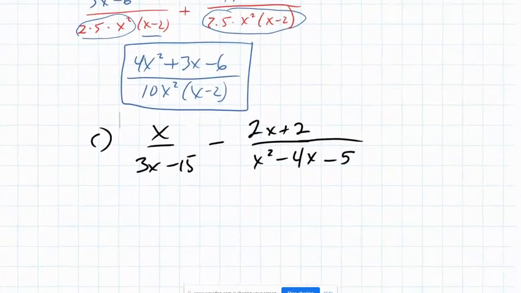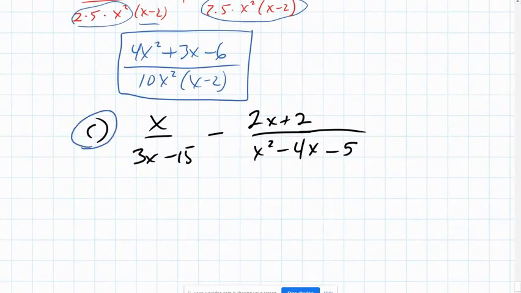Okay, and one more for you to try. Last problem for today. Try problem C. Copy that one down in any blank area that you have. Pause your video, and then press play when you're ready to see the solution.